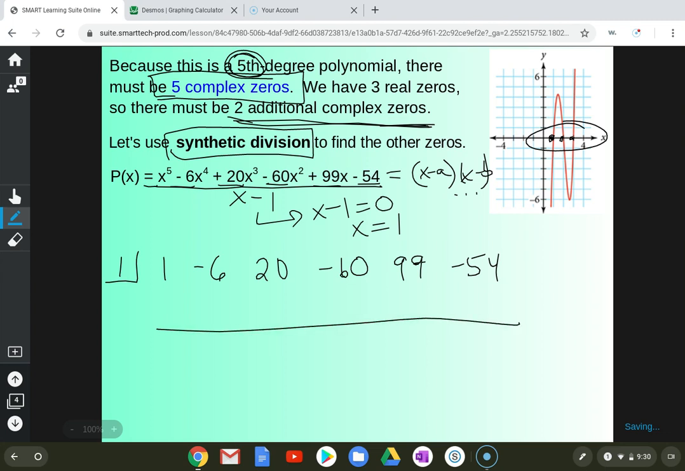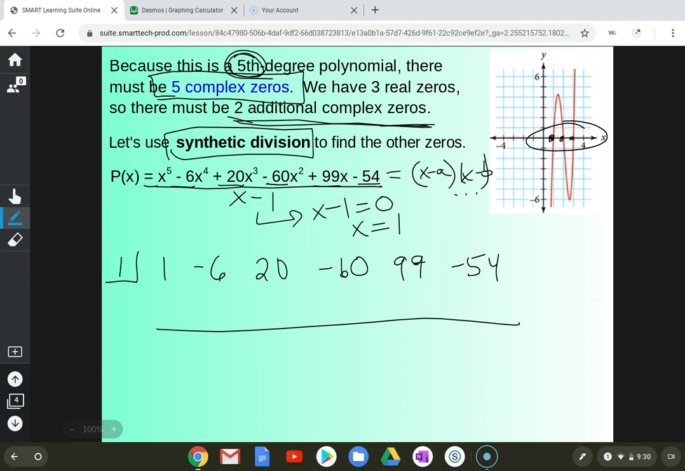By the way, little note, if any of these terms are missing, for example, say it had -6x to the fourth and then jumped right to -60x squared and there was no x cubed term, you would have to fill in a coefficient of 0 for that. You can't have any missing terms going across. Okay. So here are your steps.